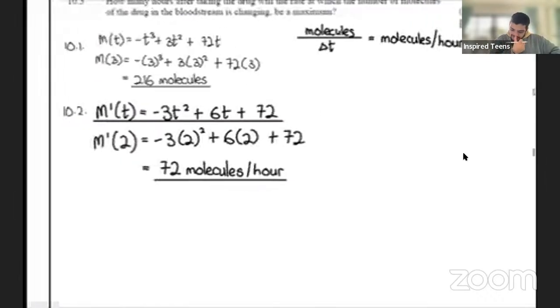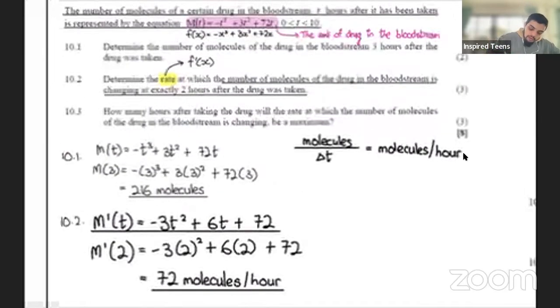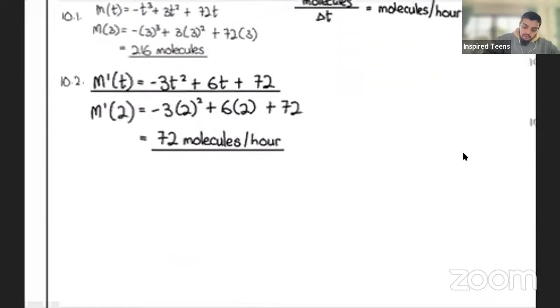Hope that makes sense. Once more, how did we get it? They wanted us to determine the rate, so we derived it. The rate 2 hours after it was taken, so we substitute the value 2 into the derived equation.